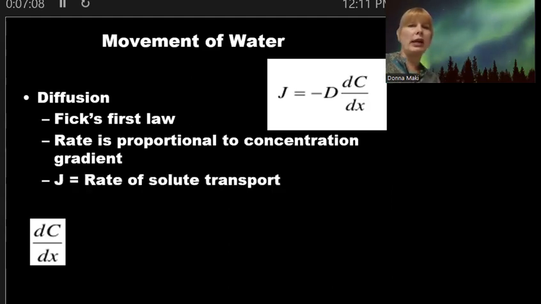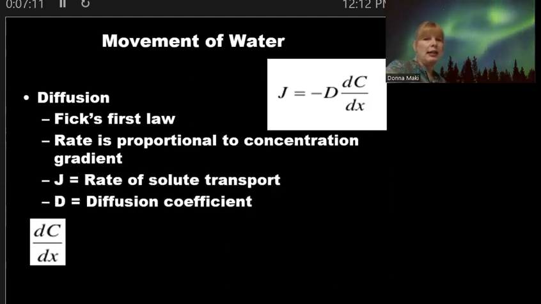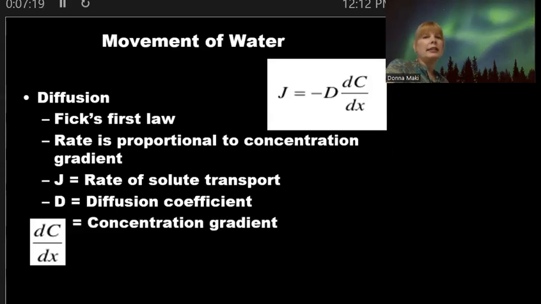So J is the rate of solute transport. And D is just a diffusion coefficient that you can look up and plug into this equation. And delta C over delta X is your concentration gradient. Now, I'm not going to ask you to memorize this to the point of spitting it back to me. I just want you to think about diffusion processes, and that it is proportional to delta C over delta X. I'm not actually going to make you do math, but the concept is important.